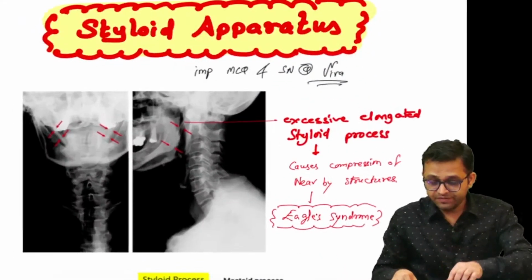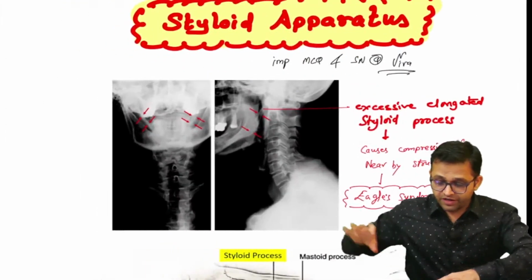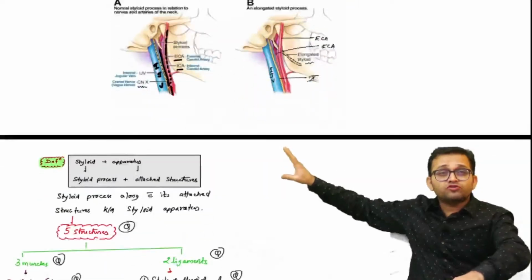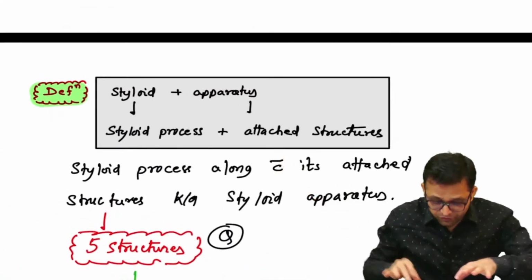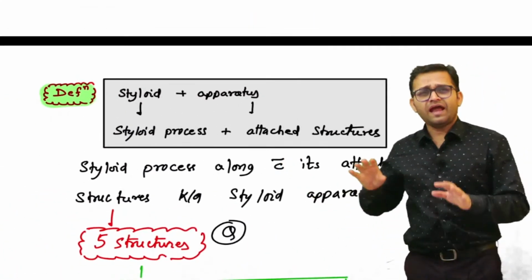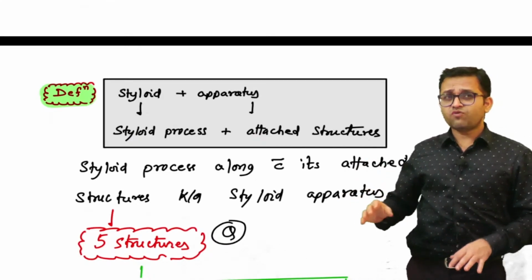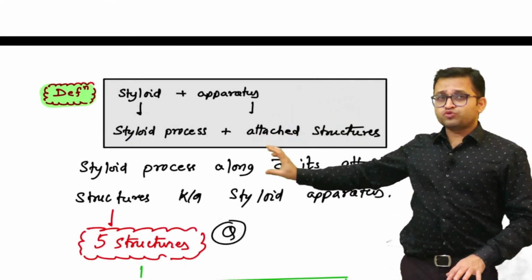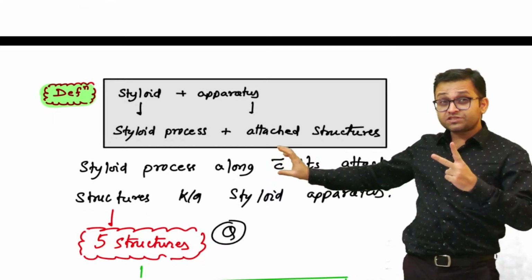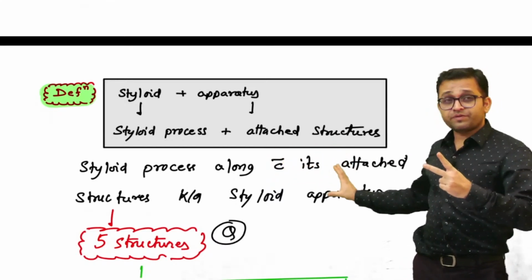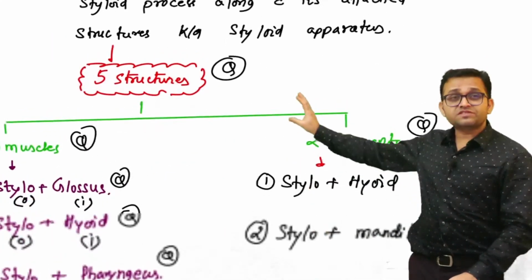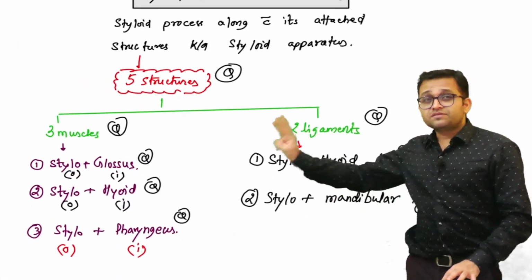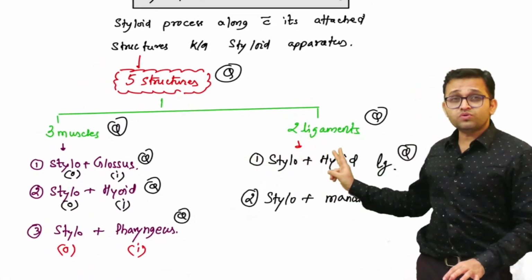Okay, so summary, what is the styloid apparatus? Yes, it is an important topic because of the clinical aspect. So one quick summary for all of you. Look here, at the end of the day, at the time of exam, what you have to remember: styloid process plus attached structures known as styloid apparatus. Total 5 structures are attached: 3 muscles and 2 ligaments.